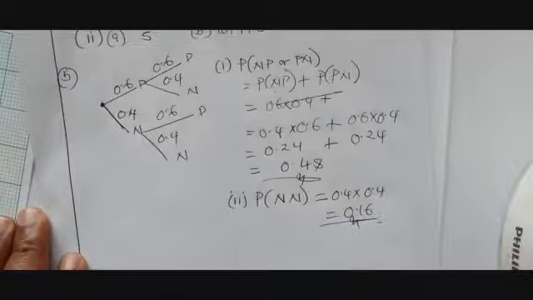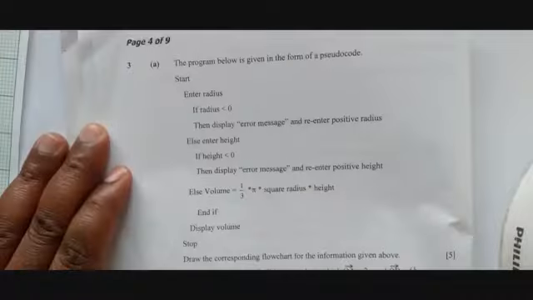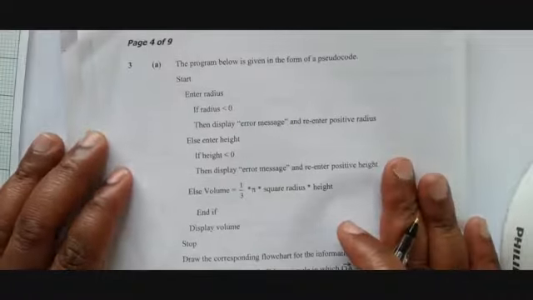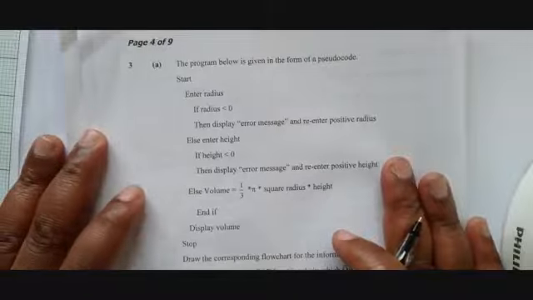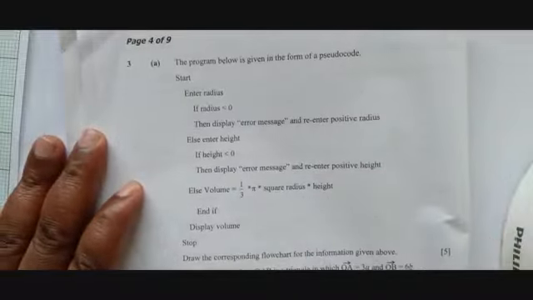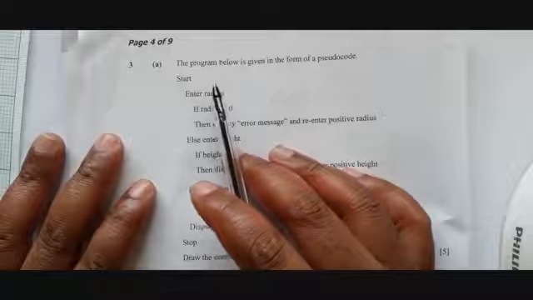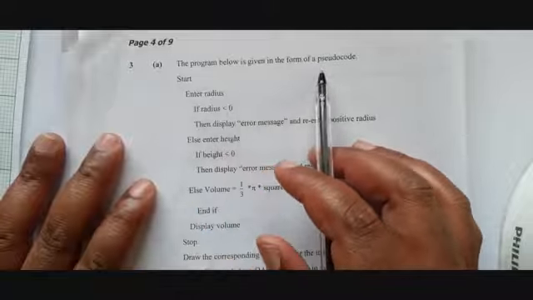We go to question 3. Okay, that's the third question. You can pause the video and copy it. So we are saying the program below is given in the form of a pseudocode.